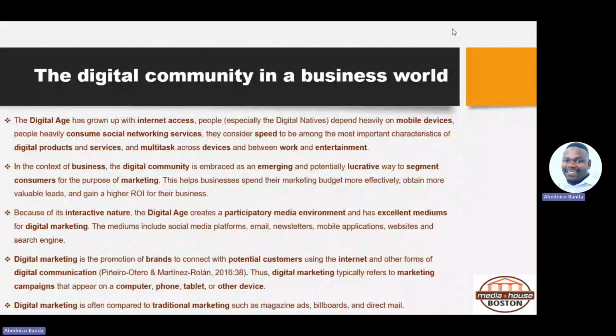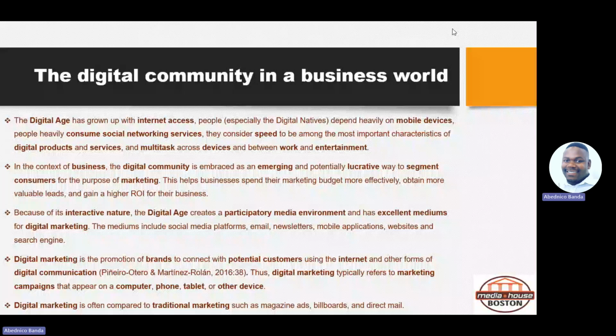Digital marketing is the promotion of brands to connect with potential consumers using the internet and other forms of digital communications. Typically, digital marketing refers to marketing campaigns that appear on a computer, phone, tablet, or other device. So if it doesn't appear on devices, it's not digital marketing. We're going to discuss that when we look at the 5Ds.